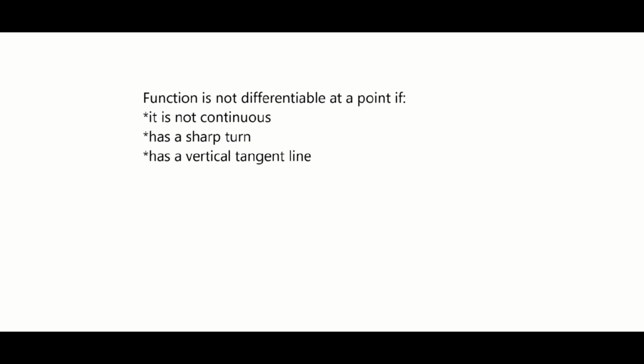So recapping the lesson, we saw through examples that a function is not differentiable at a point if it's not continuous, or has a sharp turn, or has a vertical tangent line.